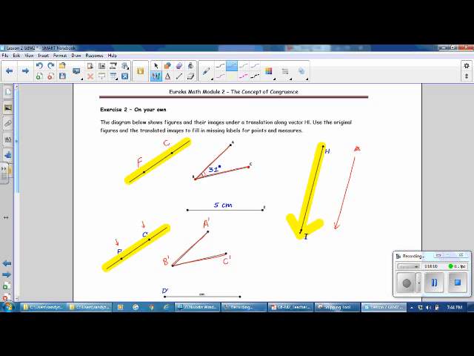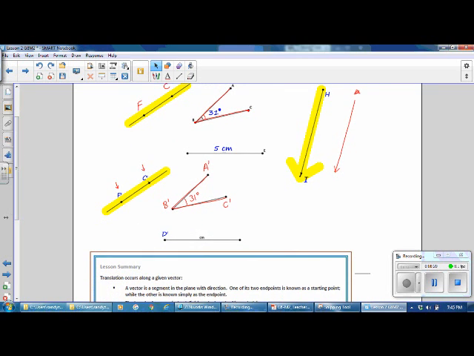Notice that this is a 31-degree angle. The angle measure in the translated image will also be 31 degrees because the basic properties of rigid motions are that an angle measure is preserved when you translate it.